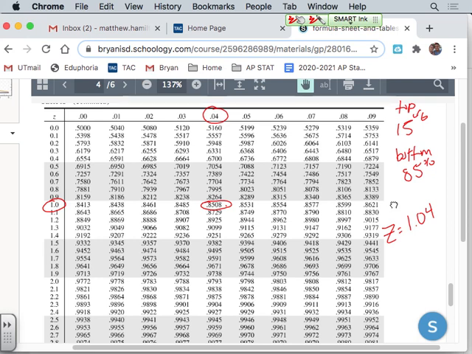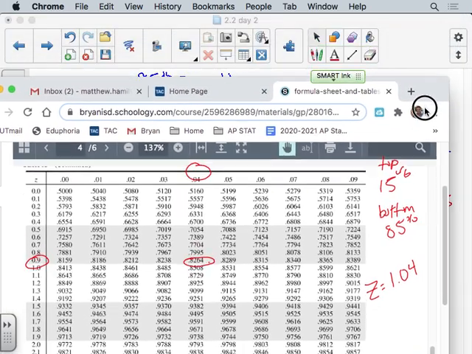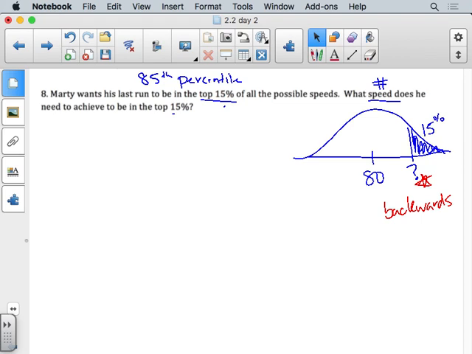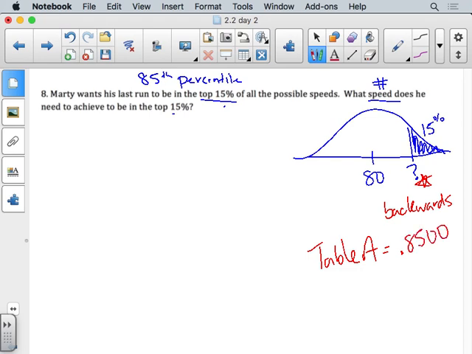Does this sound believable? I'm looking for my 85% number, then I get my z-score. So I'm doing it all backwards. I find my percentage, I see what z-score that is, and let's go see where that's at. So I looked for table A, I looked for the closest thing to 8500, and that value gave me a z-score of 1.04.